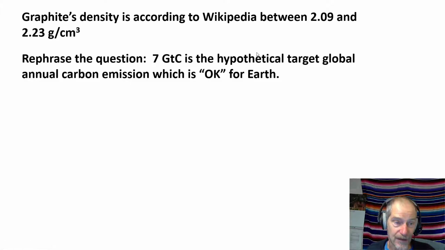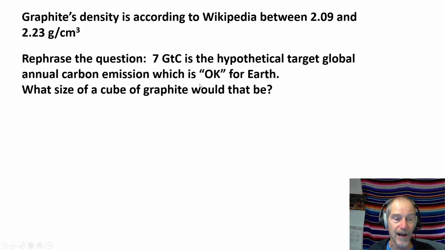So I'm going to rephrase the question. 7 gigatons of carbon is the hypothetical target global annual carbon emission, which is okay for Earth, I guess, according to those guys. All right, 7, that's okay. So what size of a cube of graphite would that be? How big a cube of graphite is that? Why am I doing this? I'm just curious. I don't have to. All right, let's figure out how big that cube of graphite would be.